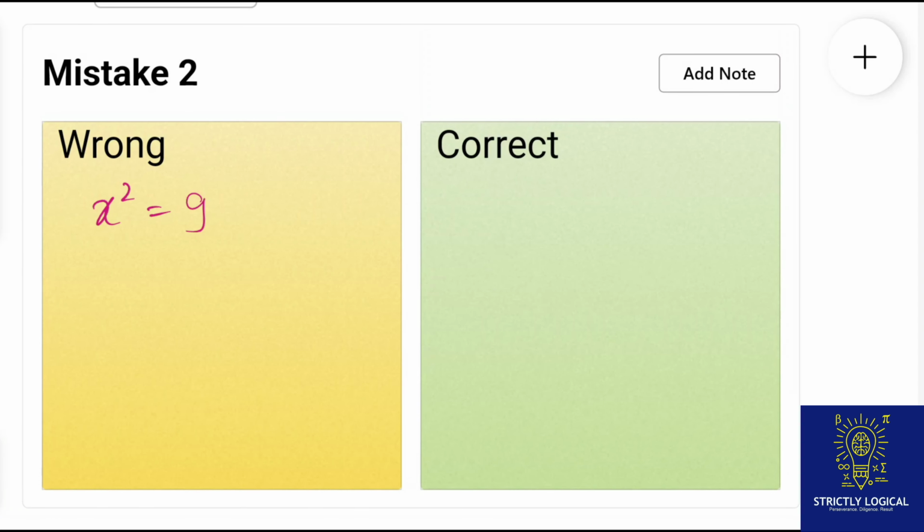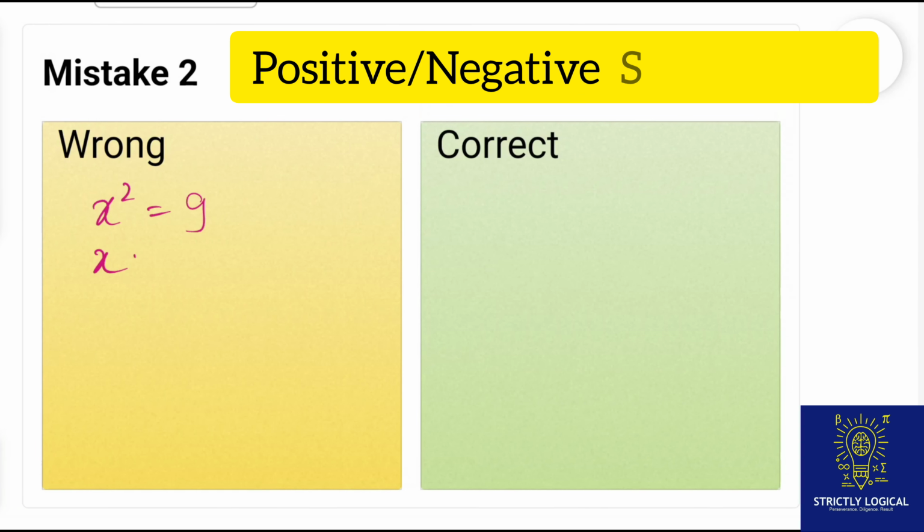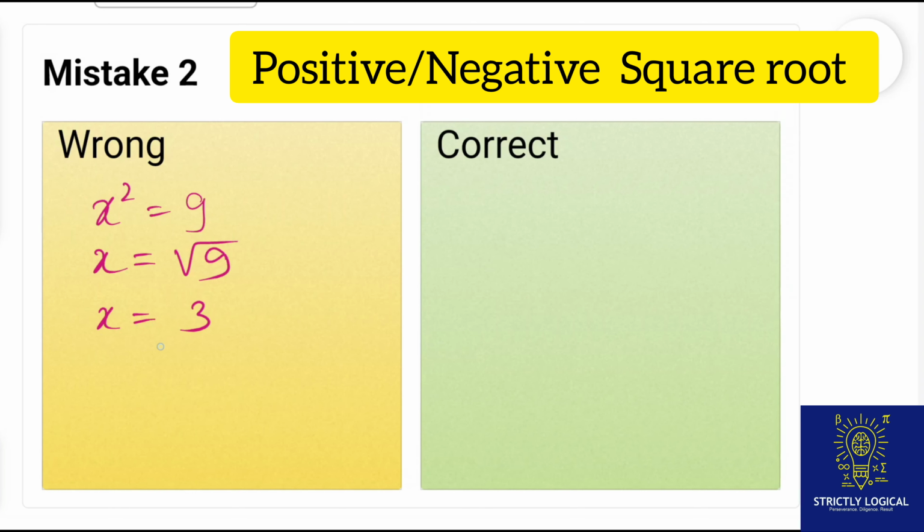Now comes mistake number 2. Here we have to calculate the square root. Square root of 9 is 3. If you want to cross check, obviously you can. Just put the value of x as 3. 3 square is 9. That is correct.